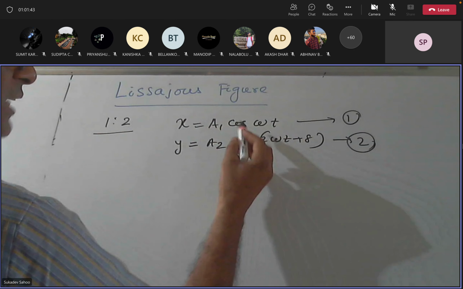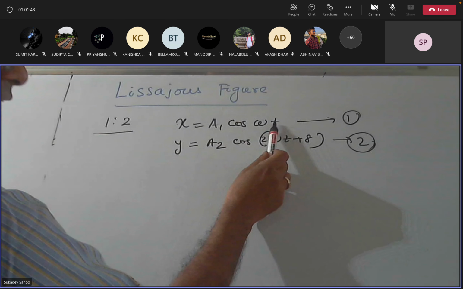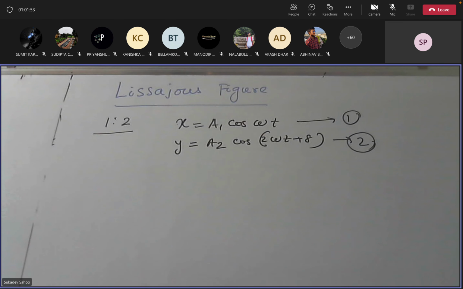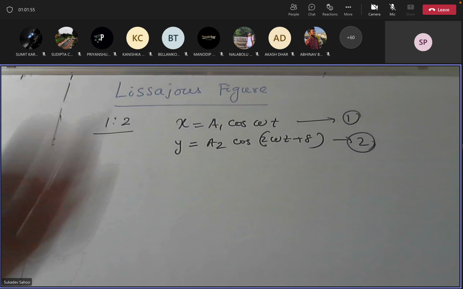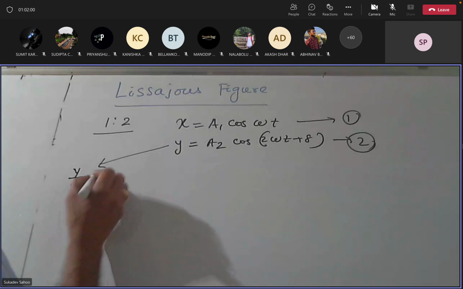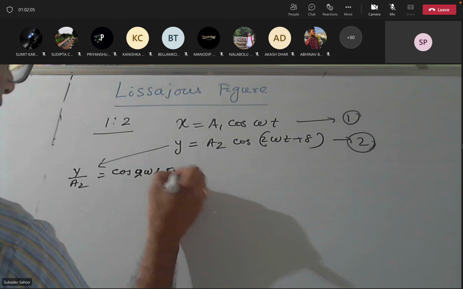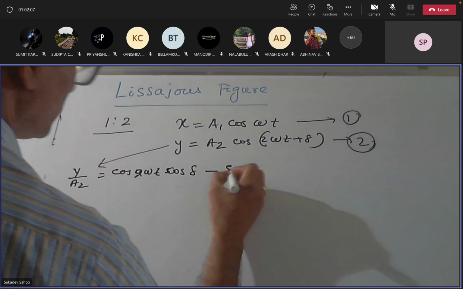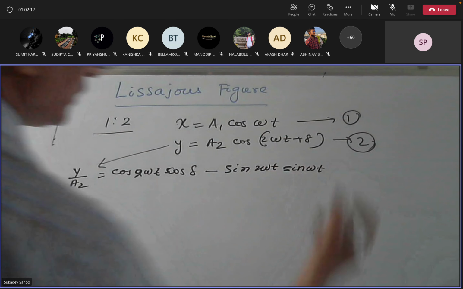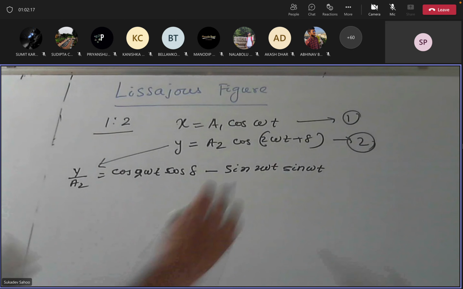From this equation, you can find the value of cos omega t, where cos omega t equal to x by a1, hence sin omega t equal to square root of 1 minus x square by a1 square. I think everybody knows this. Now, from equation number 2, we can write y by a2 equal to cos(2 omega t plus delta), which is cos 2 omega t cos delta minus sin 2 omega t sin delta. I think everybody knows this one, using the formula cos(A plus B) equals cos A cos B minus sin A sin B.